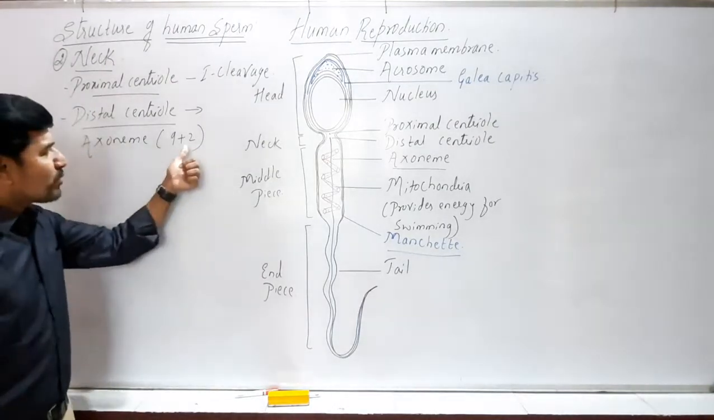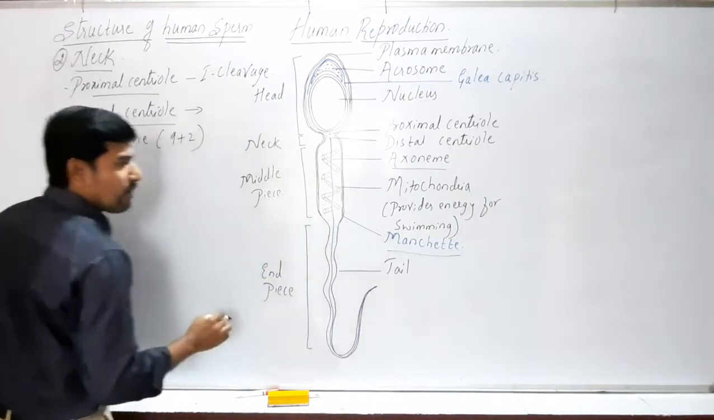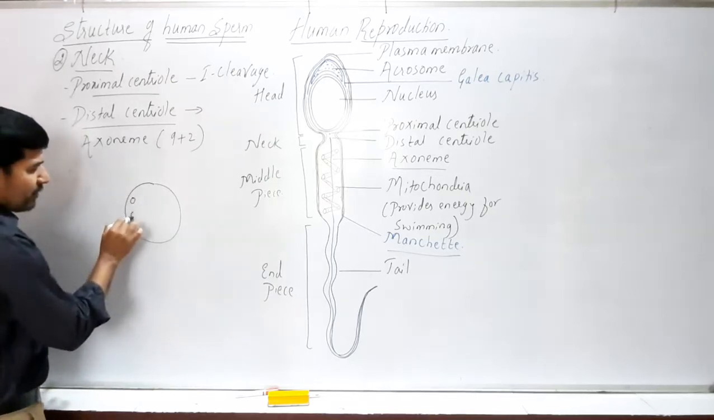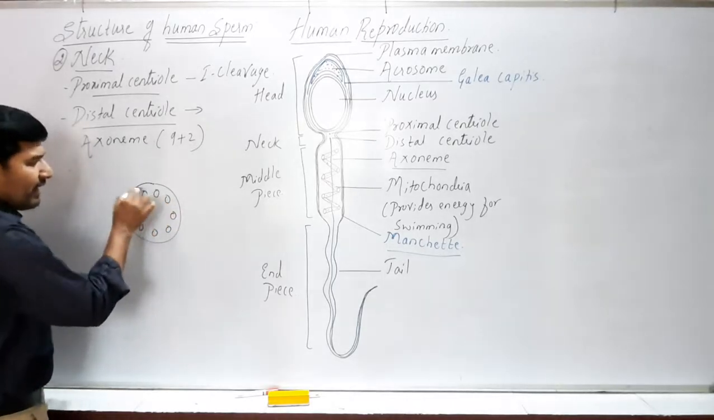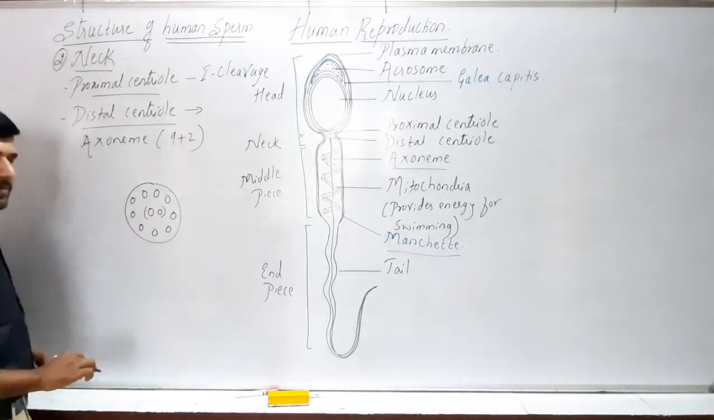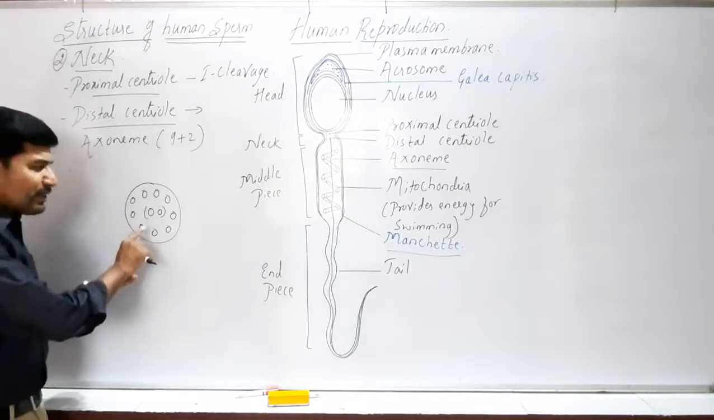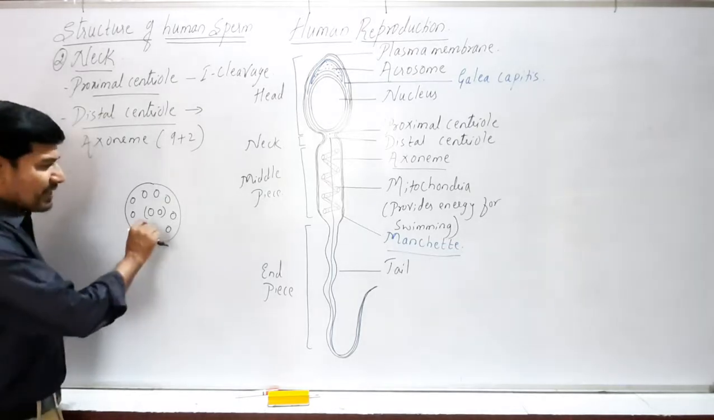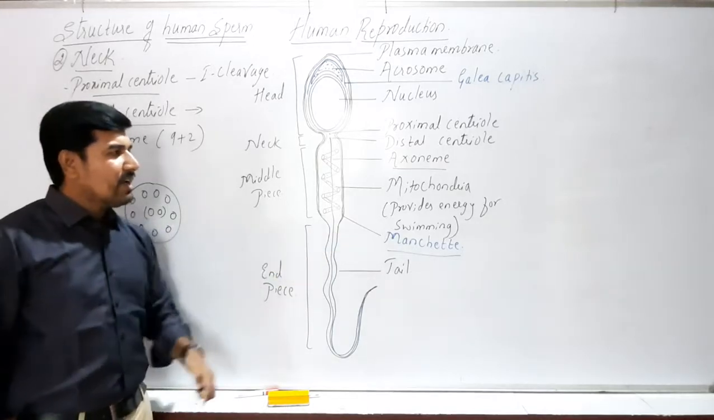So there are 9 plus 2 tubules. What is this 9 plus 2 tubules? If we take the transverse section of the axoneme, it appears in this way. Here we have 1, 2, 3, 4, 5, 6, 7, 8 and 9 tubules. At the center we have 2 tubules. So 9 plus 2 arrangement is of axoneme. This we already studied in the previous year in the cell chapter, the structure of a cilia and flagellum. So this is regarding the axoneme.